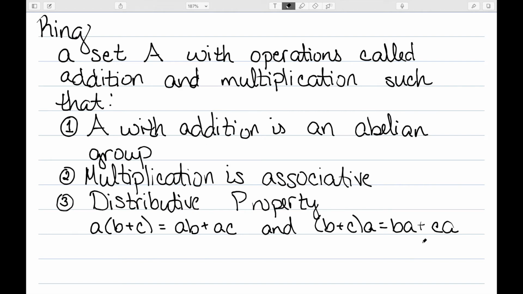So a couple of key takeaways from this definition. Addition must be commutative, since addition must be abelian. Addition and multiplication must be associative, since we have that multiplication is associative, and addition forms a group, which tells me that it's associative. It must have an additive identity and an additive inverse, once again, by the fact that it has to be a group under addition. And my distributive property must hold.